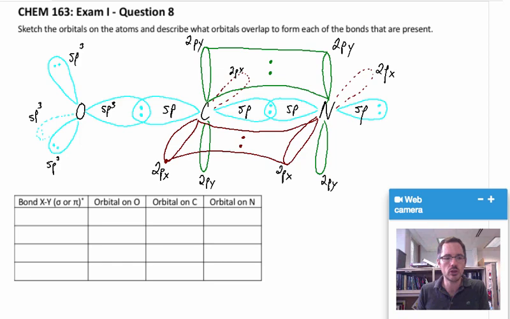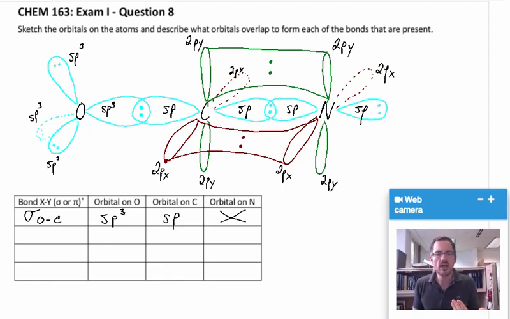And now I need to go through and describe how each orbital is generated. So I have four types of bonds to work with. I have a sigma bond from my oxygen to carbon. The orbital on the oxygen is an sp3 orbital that's overlapping with the sp orbital from carbon and nothing from nitrogen. So when I state, I would like for you to describe the sigma bond, all it's really saying is which hybrid orbital from oxygen is overlapping with a hybrid orbital from carbon.